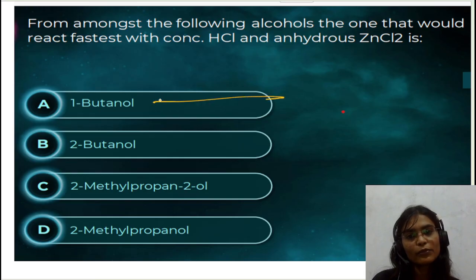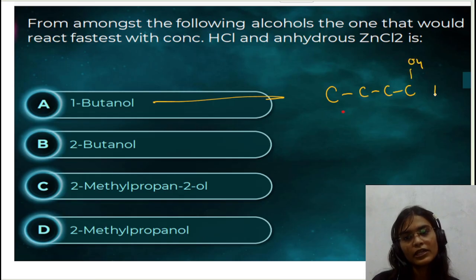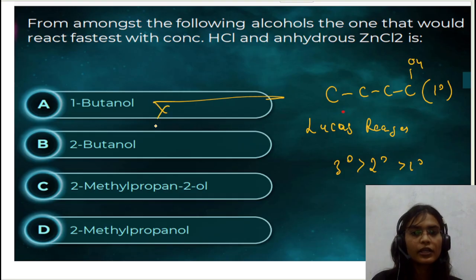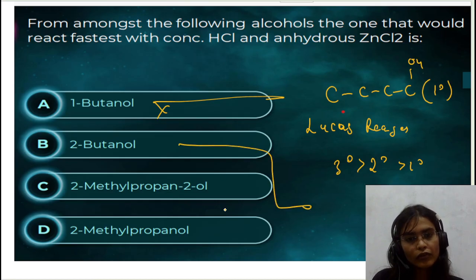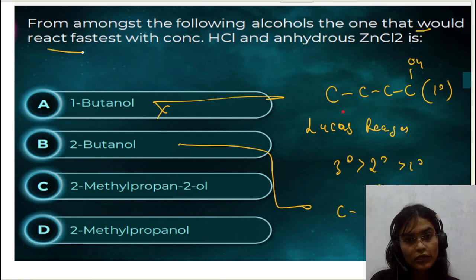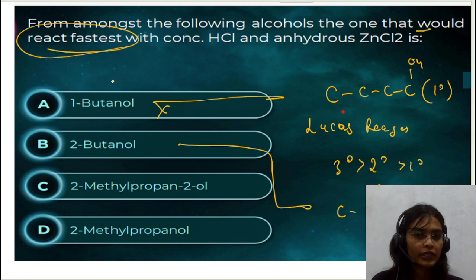First of all, 1-butanol: one carbon, two carbon, three carbon, four carbon. It's a primary alcohol, so it's not going to react, because we know with the Lucas reagent, let's quickly recall the rate: tertiary reacts faster than secondary and then primary. So it's not correct here. How about the second option? If you observe 2-butanol, it means it's going to be secondary, a secondary alcohol. But the question asks which one reacts faster. Faster is the key point here.